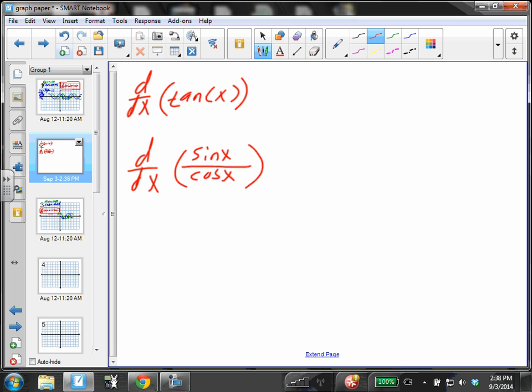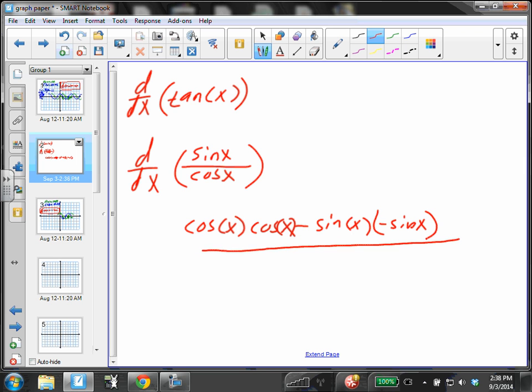What does the quotient rule say? Yeah. Low d high minus high d low all over low squared. So we're going to start with the bottom. So here's our low, the denominator, times the derivative of the top. And so the top is sine. What's the derivative of sine? Cosine. Minus high. So the top part, our numerator here is sine, d low. What's the derivative of the bottom? Yeah, the bottom is cosine, and the derivative of cosine is negative sine, all over low squared.